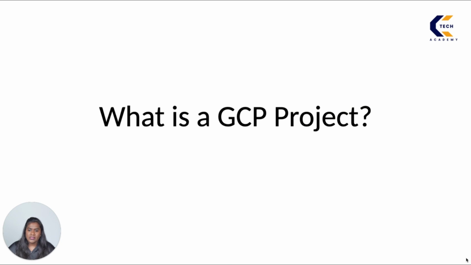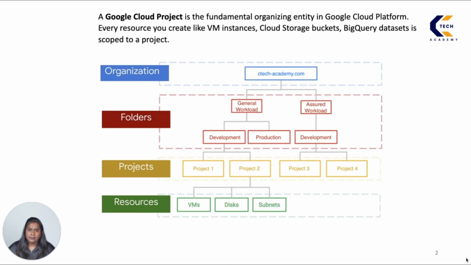What is a GCP project? A Google Cloud project is the fundamental organizing entity in Google Cloud Platform. Every resource you create, like VM instances, Cloud Storage buckets, BigQuery datasets, is scoped to a project.